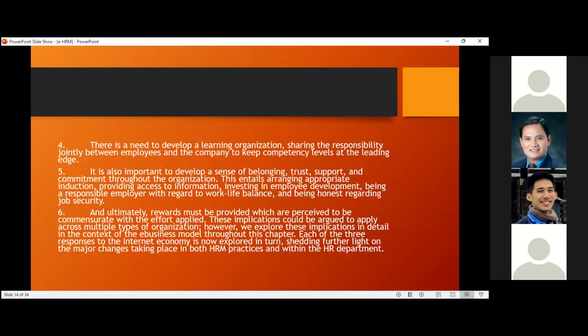These implications could be argued to apply across multiple types of organization. However, we explored these implications in detail in the context of the e-business model throughout this chapter. Each of the three responses to the internet economy is now explored in turn, shedding further light on the major changes taking place in both HR and practices within the HR department.